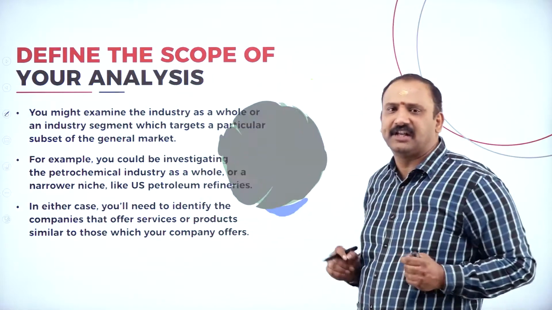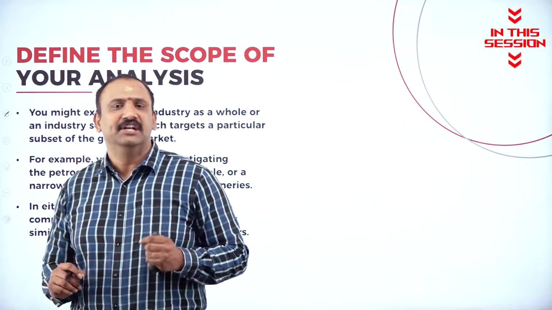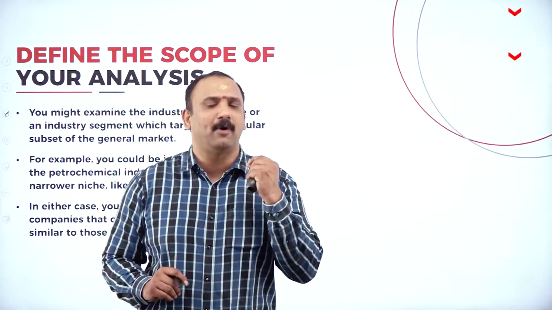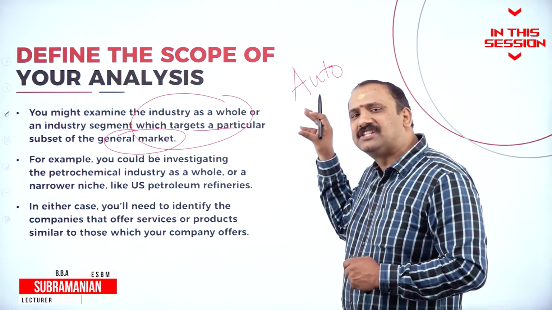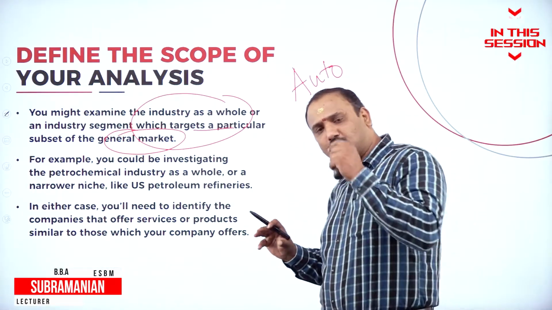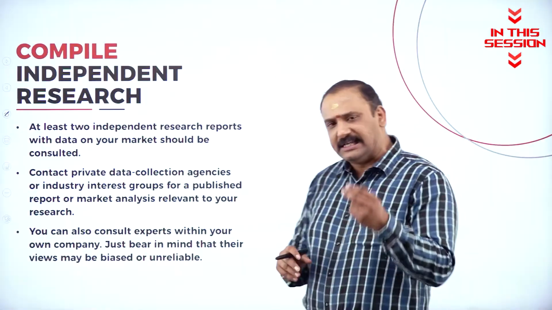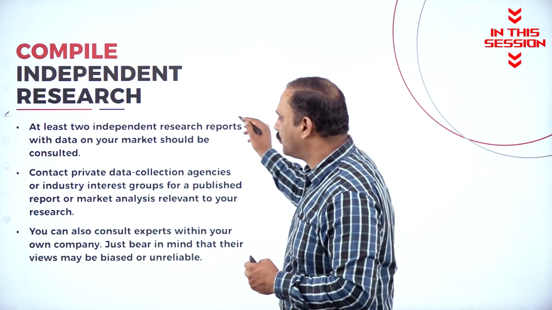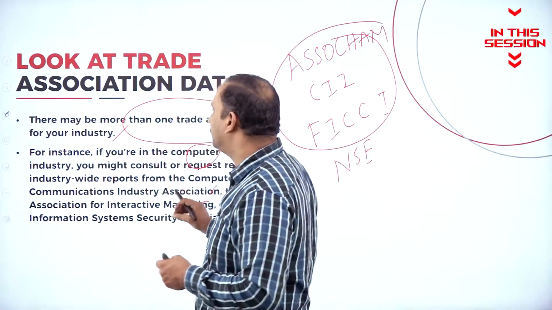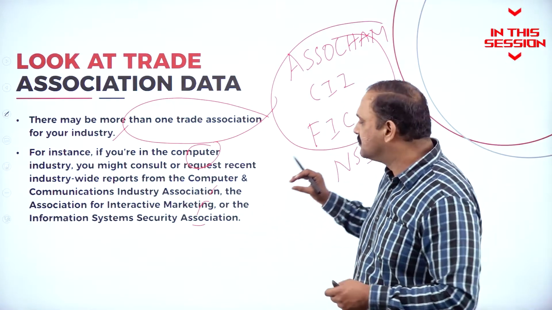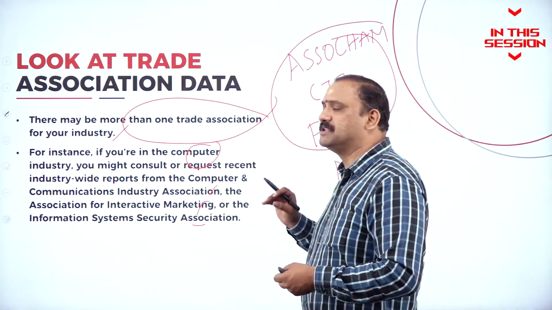The first thing that you need to do in industry report writing is you need to define the scope of your analysis. I will try to look for a particular segment where I want to concentrate in terms of writing the report. At least 2 independent research reports with data on the market should be consulted. This is very, very important for all of us in terms of understanding what all the parameters, what all the segments, what all the factors are.